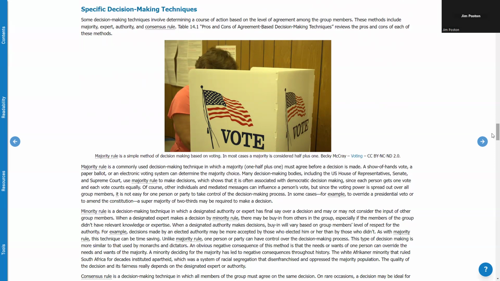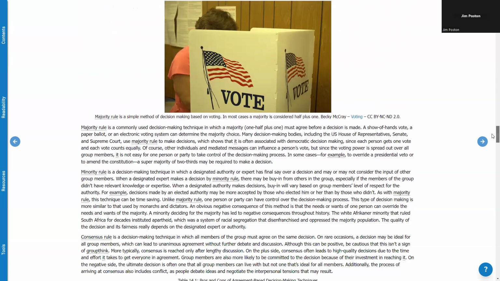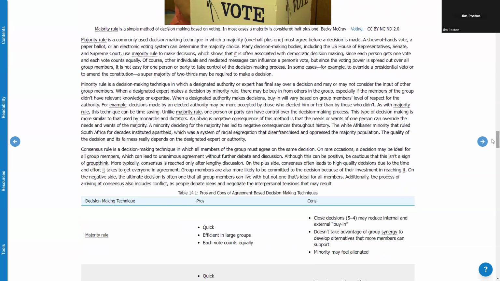Majority rule is a commonly used decision-making technique in which a majority, one-half plus one, must agree before a decision is made. A show of hands vote, a paper ballot, or an electronic voting system can determine the majority choice. Many decision-making bodies, including the House of Representatives, Senate, and Supreme Court, use majority rule to make decisions, which shows that it is often associated with democratic decision-making, since each person gets one vote and each vote counts equally.